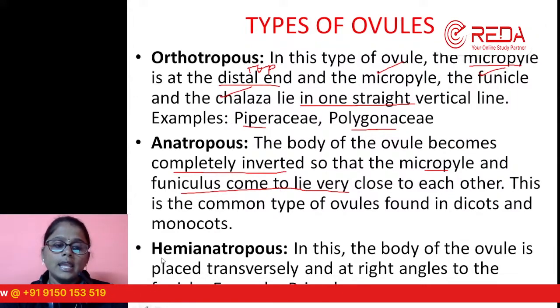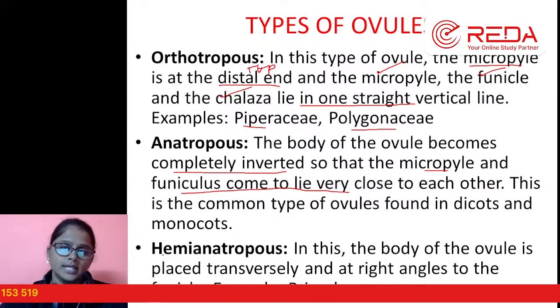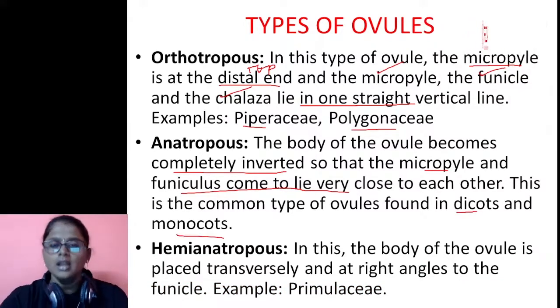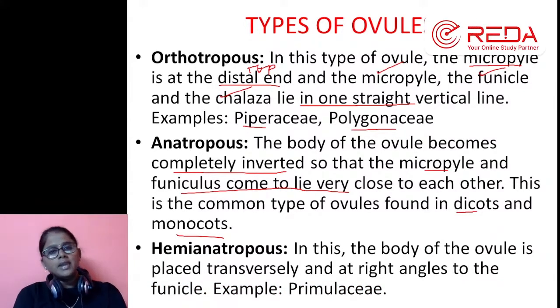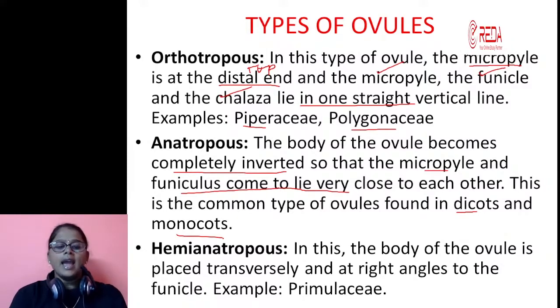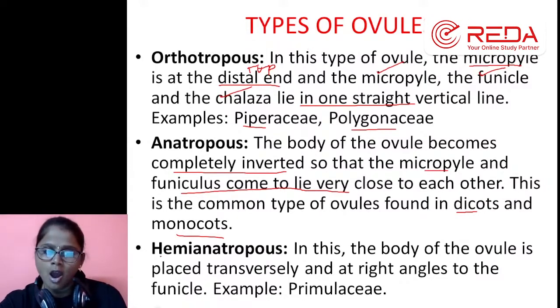Mostly, if you are taking angiosperms, whether dicot seeds or monocot seeds, in angiosperms mostly they will have the anatropous type of ovule. And the third type of ovule is called hemianatropous. Hemi means half, so half anatropous.